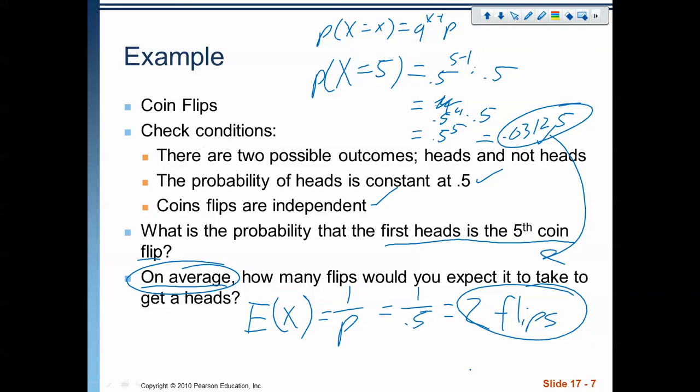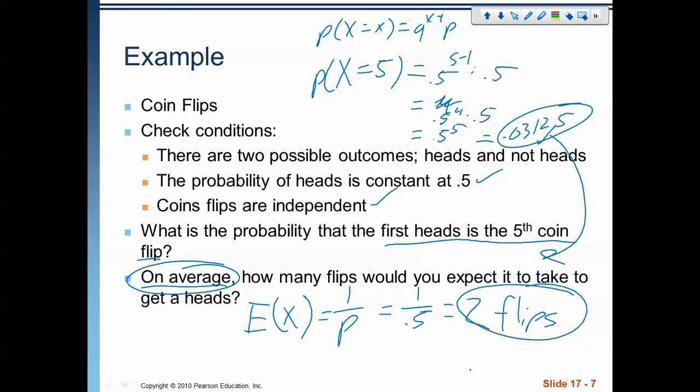Because when I flip a coin, if I get a heads on the first flip, then great, it only took me 1. But if I got a tails the first time, then it's going to be 2 flips. So on average, it should be right around there, like the 2 flips.